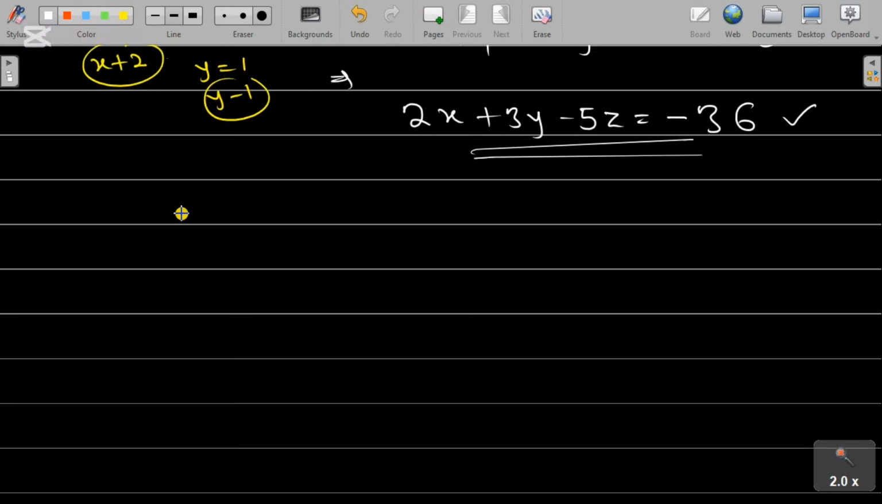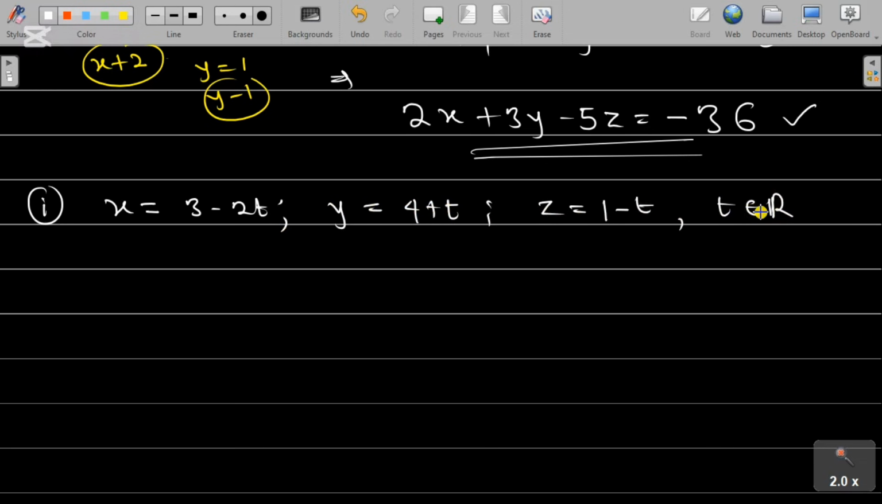So we move over to I. So this one here, that's I, says we should show that the lines, look at the lines, x equal to 3 minus 2t, and then y equal to 4 plus t, and then z equal to 1 minus t, where your t is a real number. That's what they gave here.